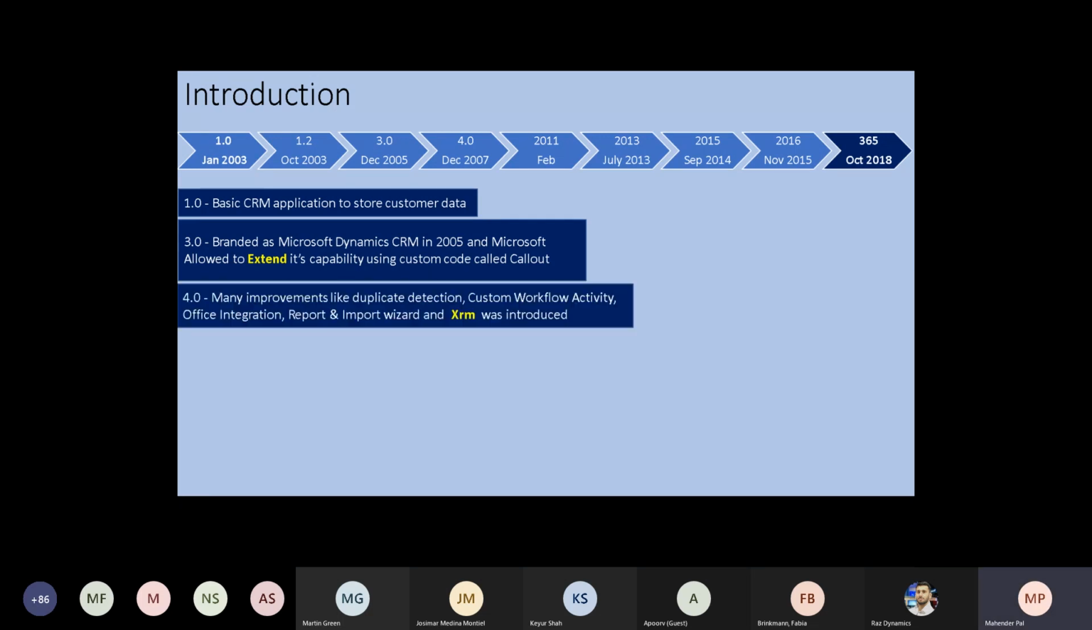The next version was 4.0, which brought some new features like duplicate detection. They allowed custom workflow activities, Office integration, improved reporting, and import wizards, and a report wizard was also introduced during that time. This version provided some more extensive features, and also allowed us to write custom workflow activities, which was not present in 3.0.